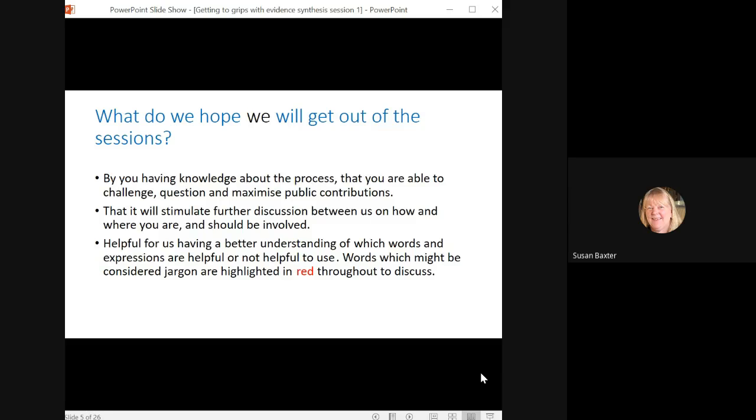And as I mentioned, we're going to think about words and phrases, which is going to be really helpful for us in terms of knowing which expressions are helpful or not helpful to use. And what we're going to do through this presentation is I've highlighted words in red that I think we would consider jargon. So it'll be interesting to discuss those and see whether actually they're useful or not useful.